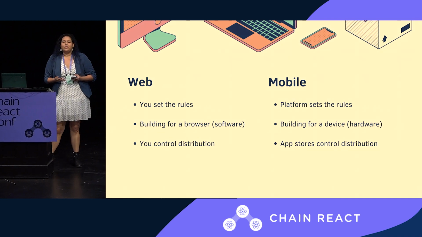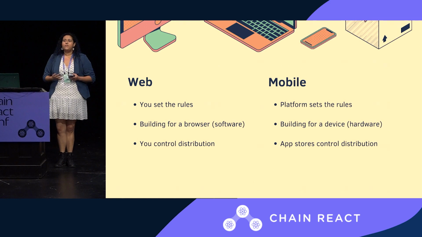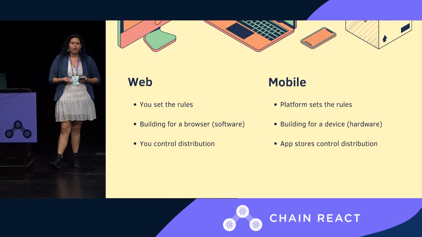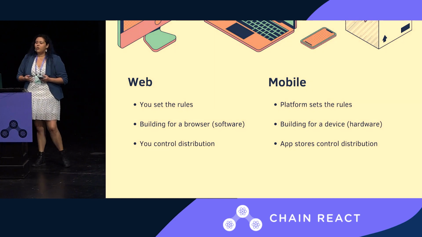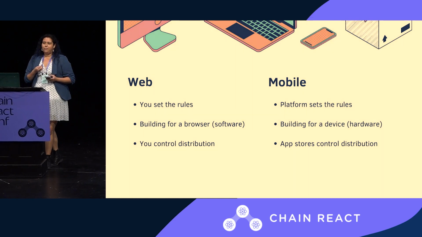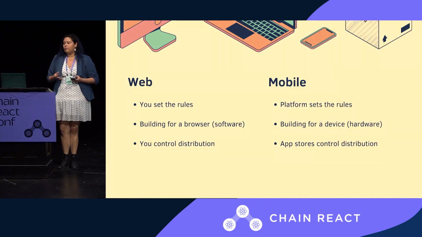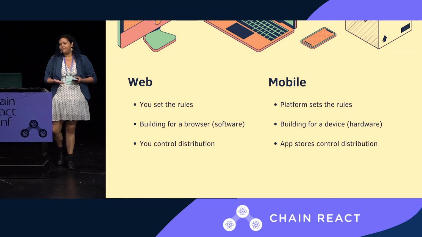With web, you're also building for another piece of software. You're building for a browser. Your application is going to be running inside of that browser and running dynamically. For mobile, you're building for hardware. You're building an actual native binary, an executable that's going to run on a device and interact with that hardware, which makes the build process more complex.